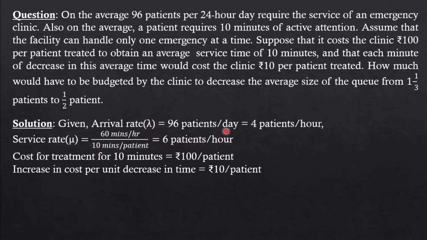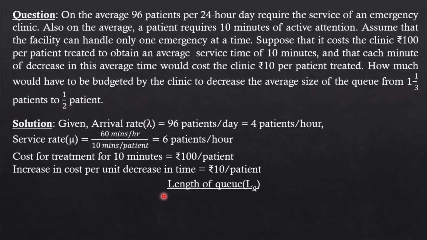So the arrival rate lambda is 4 patients per hour and the service rate mu is 6 patients per hour. The cost for treatment for 10 minutes is rupees 100 per patient, and the increase in cost per unit decrease in time is rupees 10 per patient. So this is the increase in cost whenever the time is decreased by 1 unit, that is by 1 minute. It has been asked how much would have to be budgeted by the clinic to decrease the average size of the queue, which is called the queue length, from 1 by 3 patients to 1 by 2 patients.